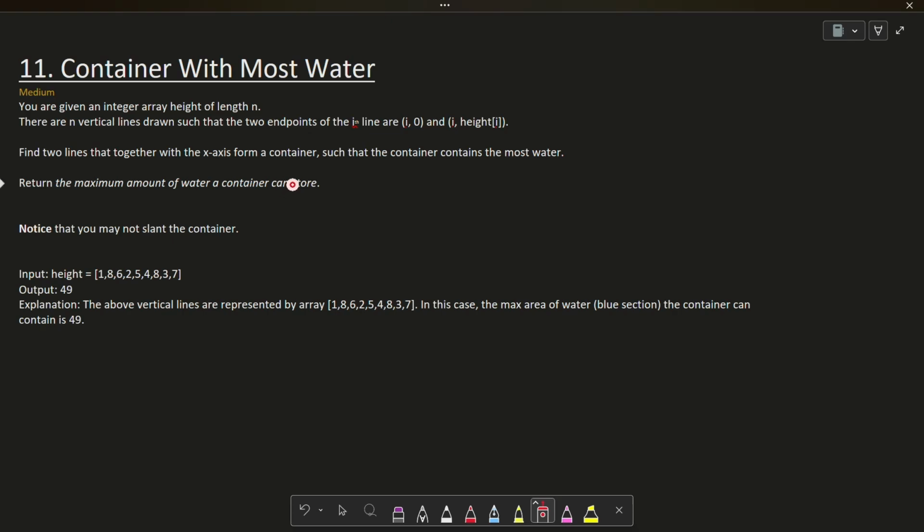What are the things given here? We are given an integer array of height n. So this is the array we are given, and the array is the heights. There are n elements, which means n vertical lines, such that the two endpoints of the ith line are (i, 0) and (i, height[i]). So this is giving us the x and y coordinates. It will be better if we try to draw a graph, and we will understand better.